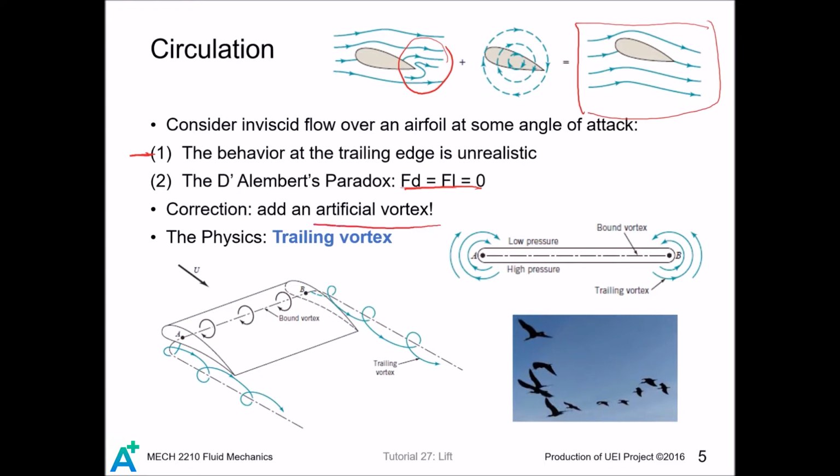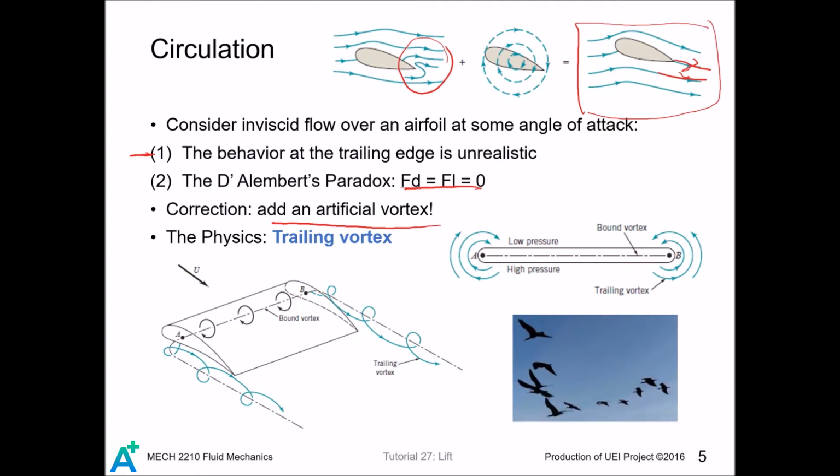It is to add an artificial vortex somewhere in the object. After doing so, we see that the streamline becomes normal again, and making a clockwise vortex will generate a lift. We will show that in the next slide. But you may ask that adding an artificial vortex is rather unreasonable and arbitrary. But this is not the case.